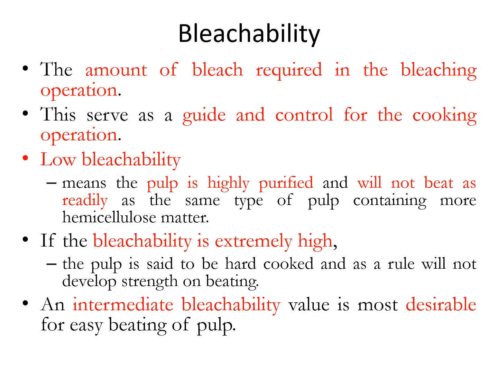Intermediate bleachability is desirable for easy beating and to produce strength in the pulp. Intermediate bleachability means it is not hard cooked, nor does it have a low bleachability. So intermediate bleachability is what is needed.